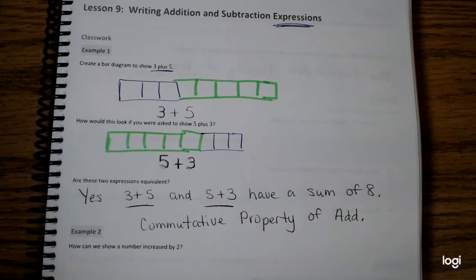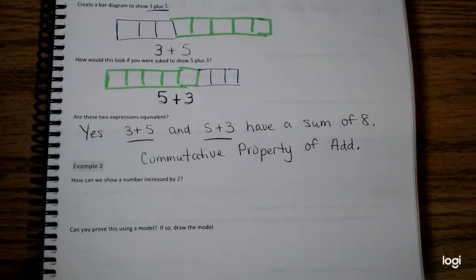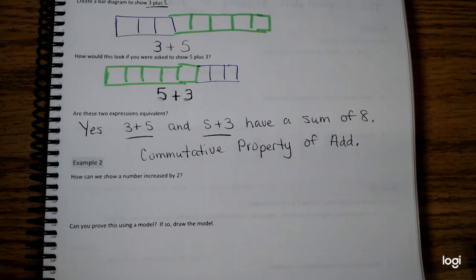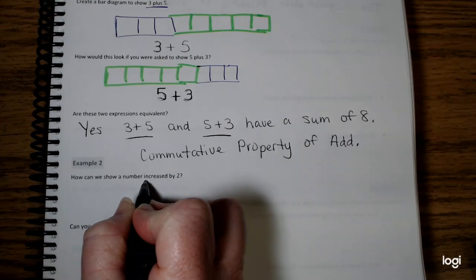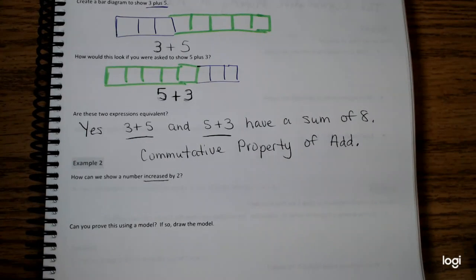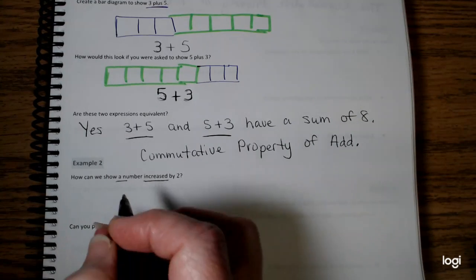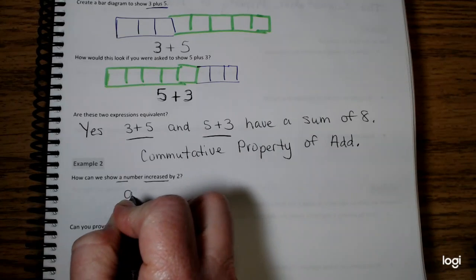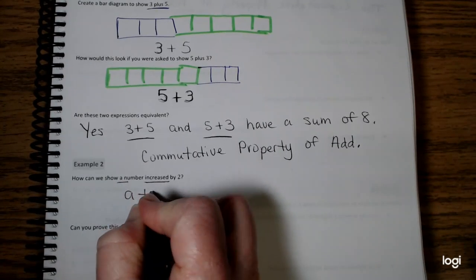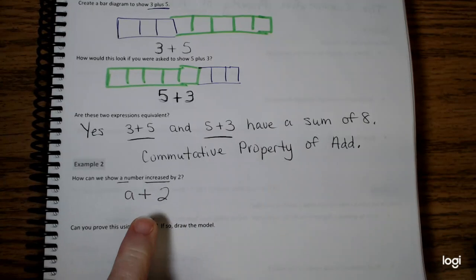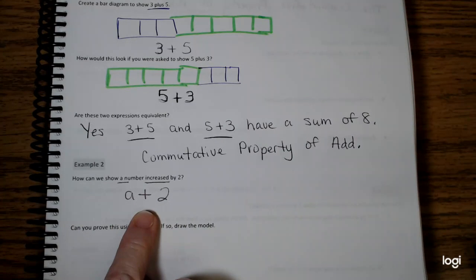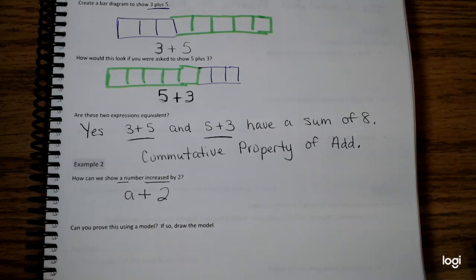All right, well, let's go ahead and move on to example 2. Example 2 says, how can we show a number increased by 2? Well, let's see. We have the word increased, so we have to know what increased is. Increased means we're going to be adding. So we have a number. I don't know what the number is. So I'm basically going to say I have a number, and I'm going to increase it by 2. My expression here says a number increased by 2.